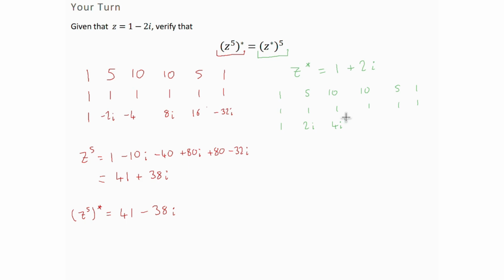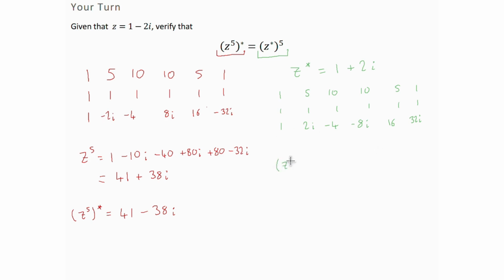But i squared is equal to negative 1, so that's going to become negative 4. 2i to the power of 3 will be 8i cubed. i cubed is negative i, so that's going to become minus 8i. 2i to the power of 4 is 16i to the 4. But i to the power of 4 is just equal to 1. And then finally 32i to the 5, but i to the 5 is equal to i, so that just disappears.